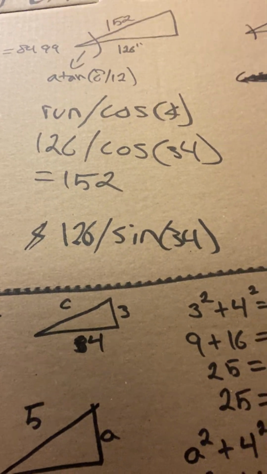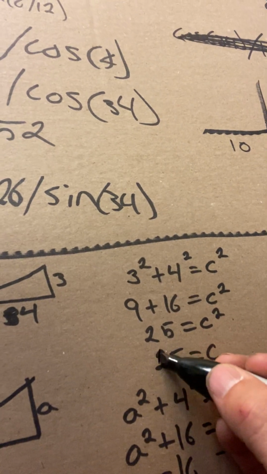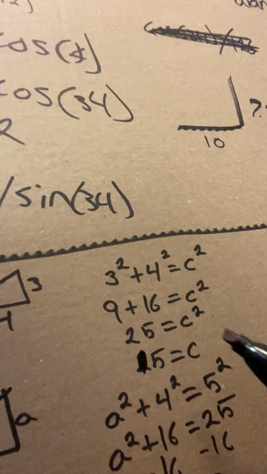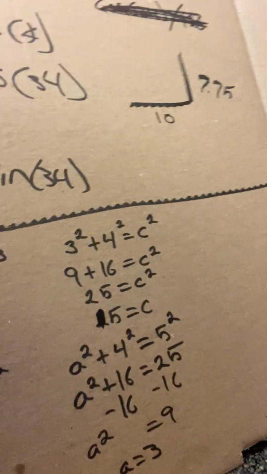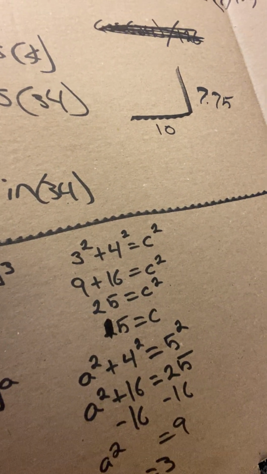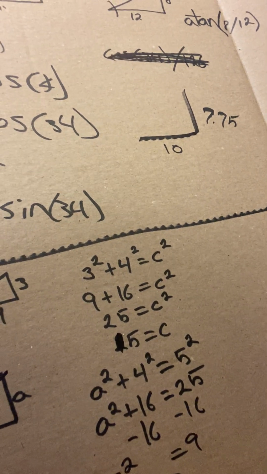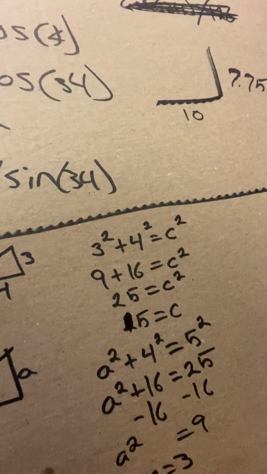Oh, look at my typo. Why did I write 25 again? So c equals 5, right? And that's your basic 3, 4, 5 triangle. You should know that already for how to square things up. 3, 4, 5. Very important, fundamental.